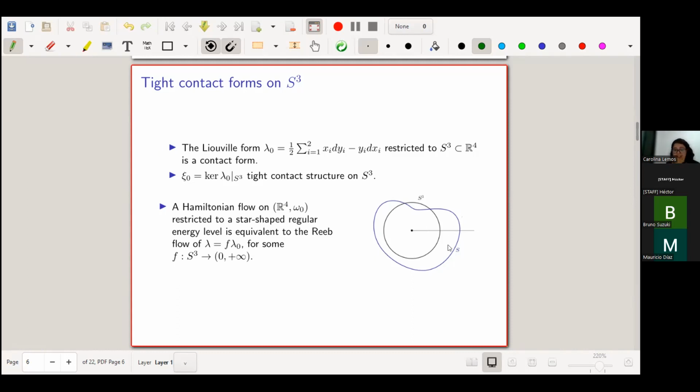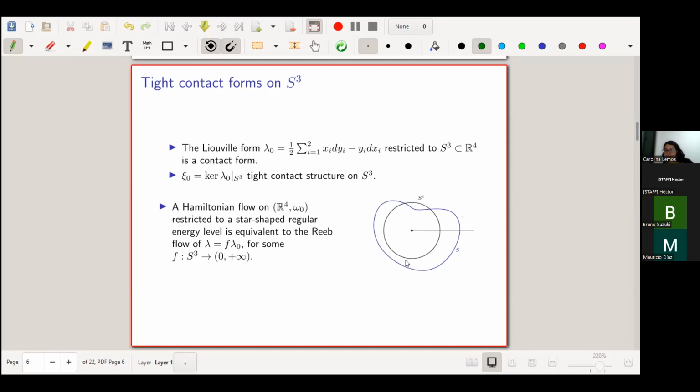the canonical contact form defined here is equivalent to a form of the kind F lambda 0 in S3. We can consider a diffeomorphism that takes this one to this one here, and under these diffeomorphisms, the dynamics of the Reeb vector field here will be equivalent to the Reeb vector field of some F lambda 0 in S3.